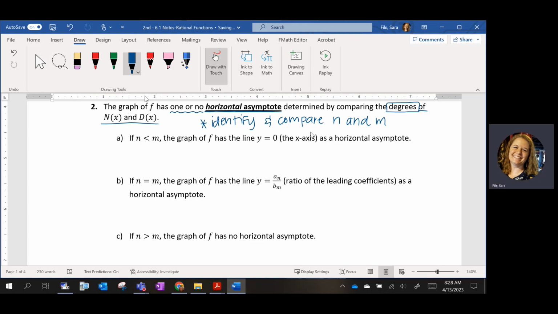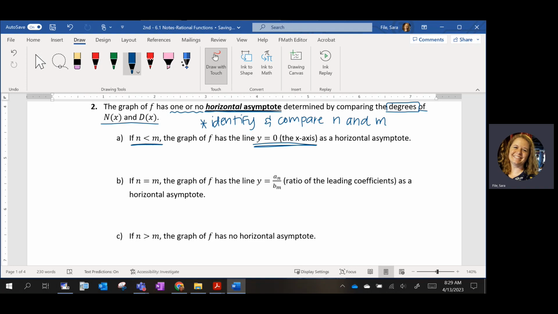Now, when I say compare, we're comparing which one is bigger, N or M. Okay, so here are the three possibilities. N can be less than M, N can be equal to M, or N can be greater than M. Okay, so if N is less than M, so if the degree in the numerator is less than the degree in the denominator, y equals 0, the x-axis. That's when N is less than M.